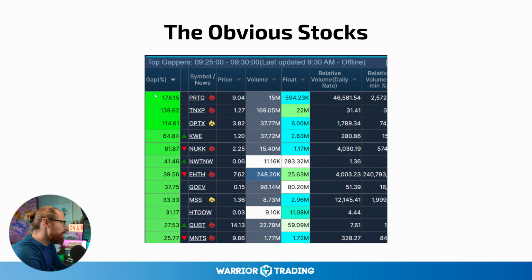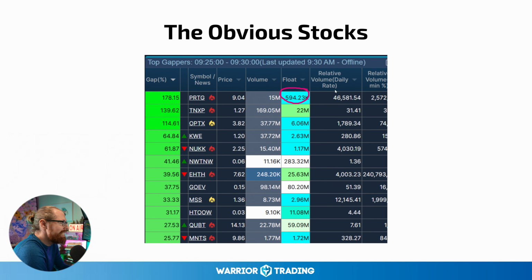And so I'm using the scanners to search the market in real time for stocks that meet these criteria. Today, when I grabbed this screenshot, which was around 9:25 a.m., these were our top 4 or 5 stocks. PRTG was the leading gainer at that time at about 178% on the day, which is incredible. 15 million shares of volume with a little over 500,000 shares available to trade. So that's the float. So this traded a solid 30 times the float. We would say that was a 30 times float rotation, the ratio of volume to float.